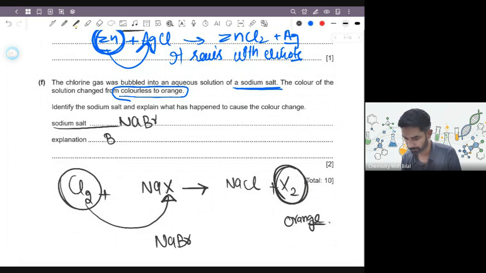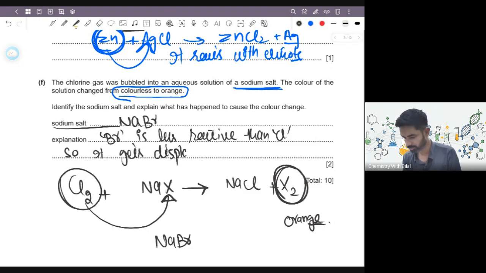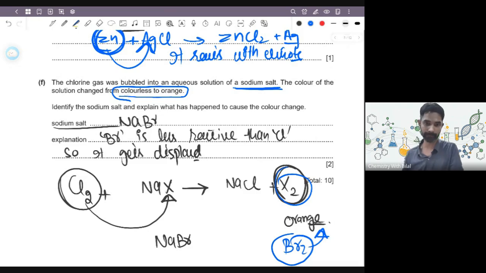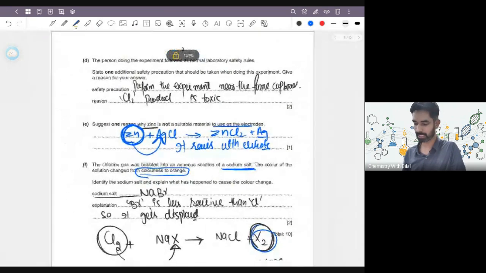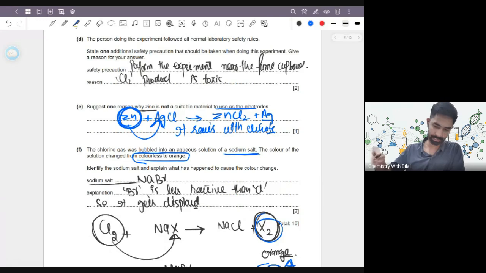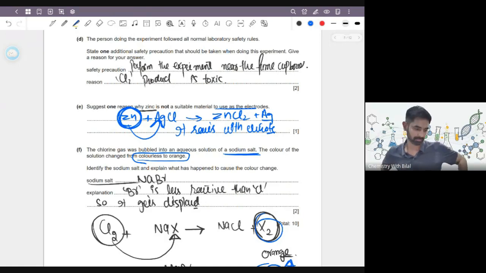So bromine is less reactive than chlorine, so it gets displaced. We know that chlorine is more reactive than bromine, so displacement would happen and you will get Br2, and Br2 is what is orange, not the bromide ion. Makes sense, everyone? Please check D, E, and F. Everyone, please read these questions again and look how we structure the answers. You should be very clear with your logic in every single part.